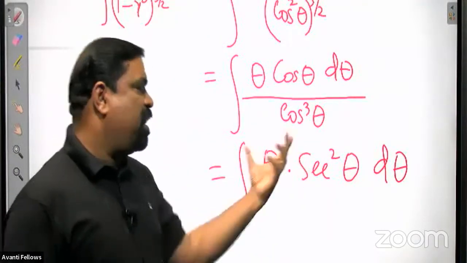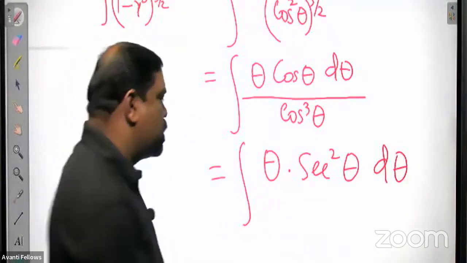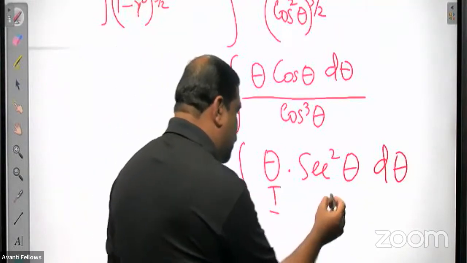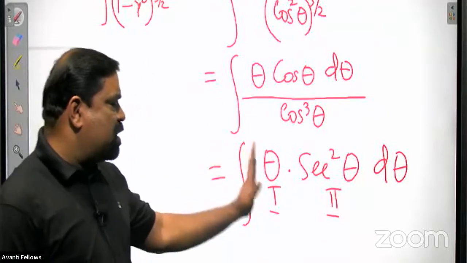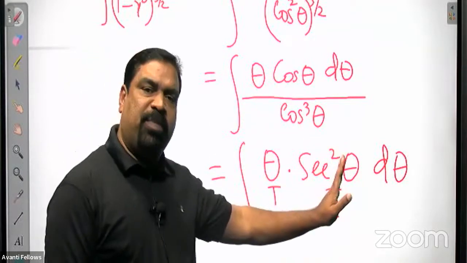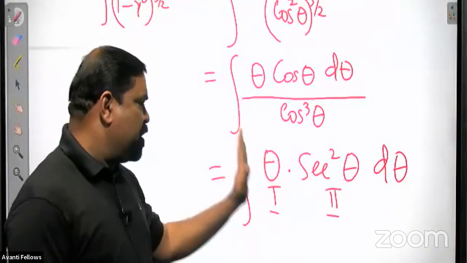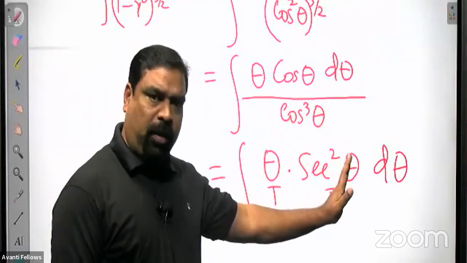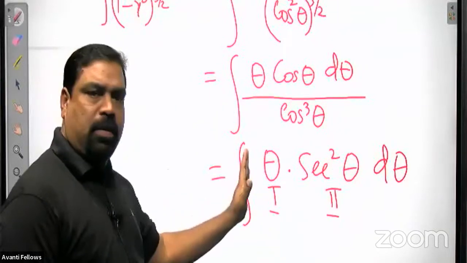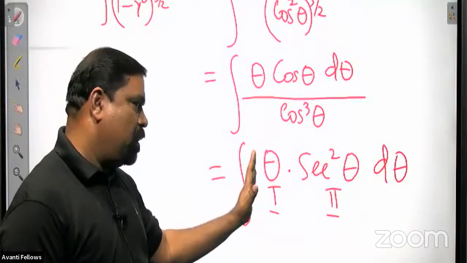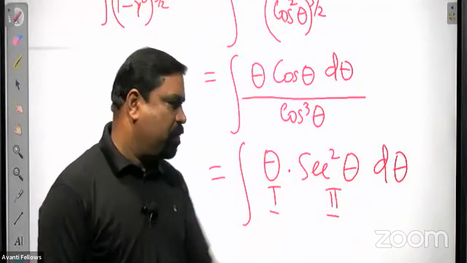I think this can be easily integrated. How to integrate this one? Integration by parts, okay? The remaining you do by yourself. Integration by parts we have to apply. Take theta as the first function and sec square theta as the second function because we know the integral of sec square theta. First function into integral of sec square theta, that is tan theta, minus integral of derivative of first, derivative of theta means 1 only, into integral of sec square means again tan theta.